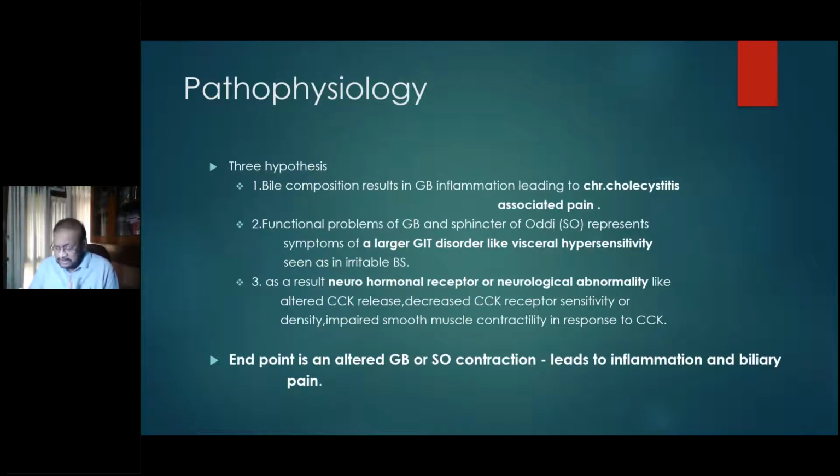For example, CCK, or cholecystokinin, is the most important positive or contracting hormone for the gallbladder. It leads to contraction of the gallbladder. There could be either an alteration in its release, or something wrong with the receptor on which it attaches itself, or the density of the receptors has been altered, or there's impaired smooth muscle contractility in response to cholecystokinin.